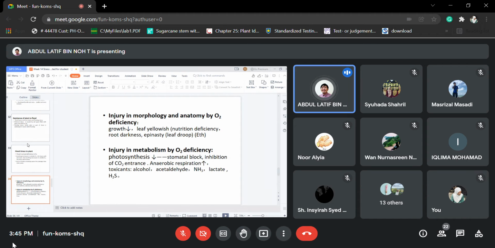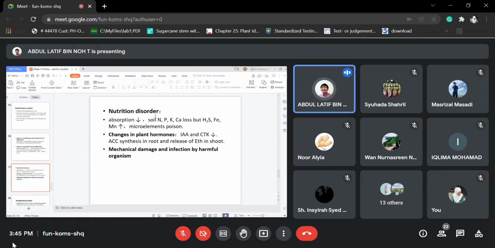Sebenarnya awak tengok not just one side of the plant ni, kita tengok on the other condition yang akan di-triggered by the situation. Alright, so nutrition disorder, absorption become low, soil NPK, calcium loss, but sulfur, ferrum, manganese akan increase. Dia akan ada microelements punya poisoning.